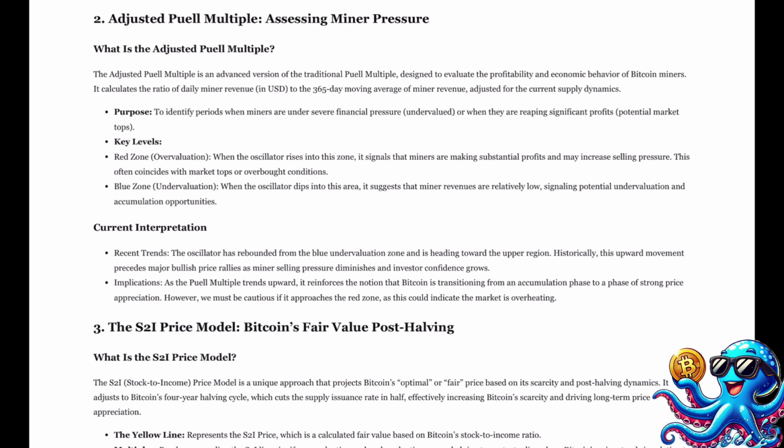Implications. As the pool multiple trends upward, it reinforces the notion that Bitcoin is transitioning from an accumulation phase to a phase of strong price appreciation. However, we must be cautious if it approaches the red zone, as this could indicate the market is overheating.